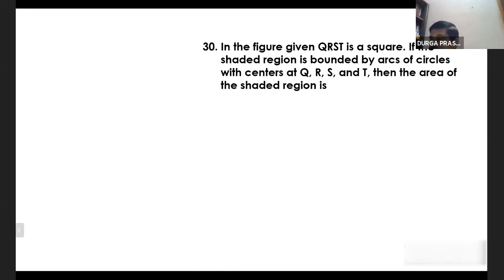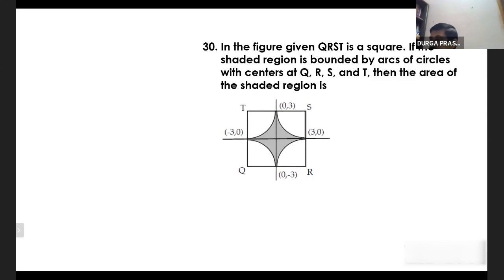In the figure given, QRST is a square. If the shaded region is bounded by arcs of circles with centers at Q, R, S, and T, then the area of the shaded region is. See, if you combine these 4 arcs, that should be one circle, touching the sides from inside. So radius is 6.